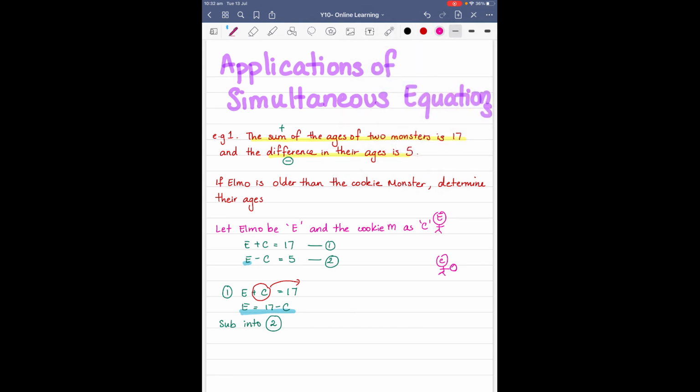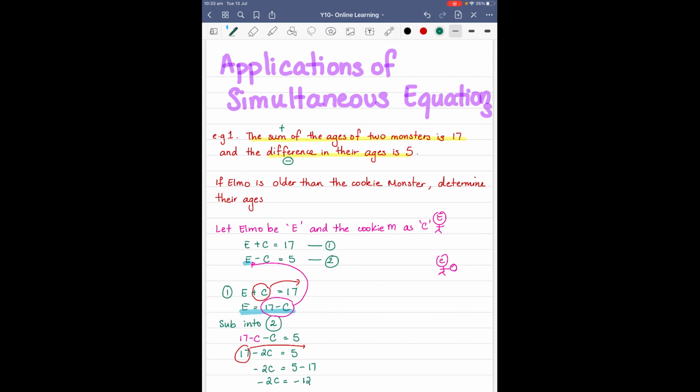I'm going to use a different color. So we're going to have 17 minus C because we're going to take that and put it into here. Yeah, 17 minus C, and then we have minus C again equals 5. We collect our like terms, minus C, so 17 minus 2C equals 5. We're going to solve our linear equation. So we're going to bring 17 over, it becomes negative 17, minus 2C stays the same. 5 minus 17 is minus 12, so minus 2C equals minus 12.